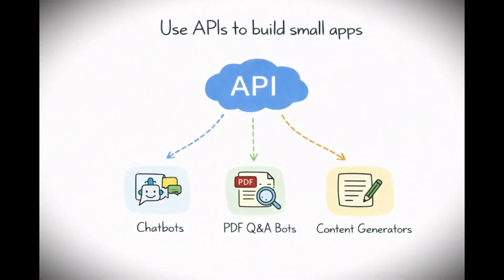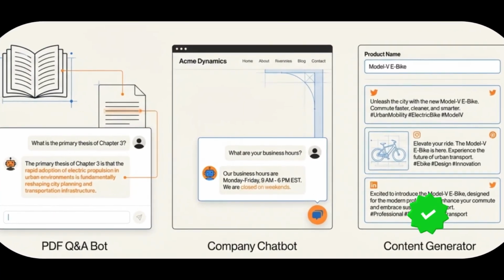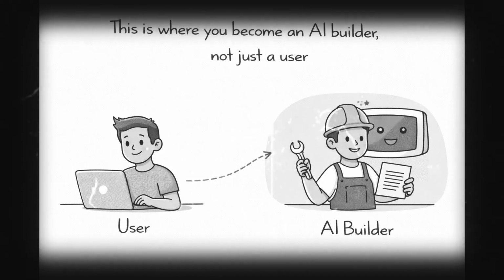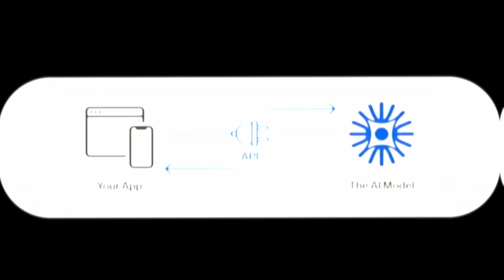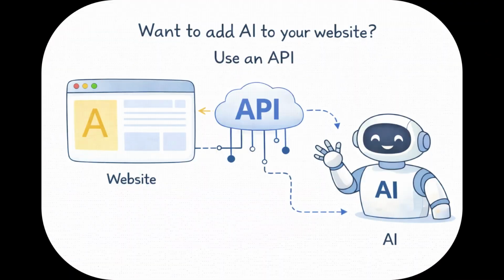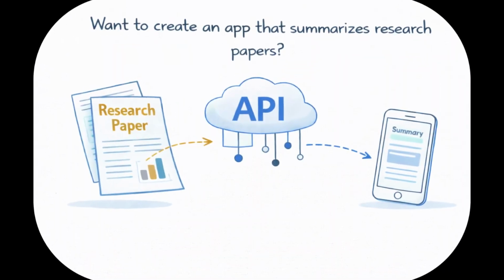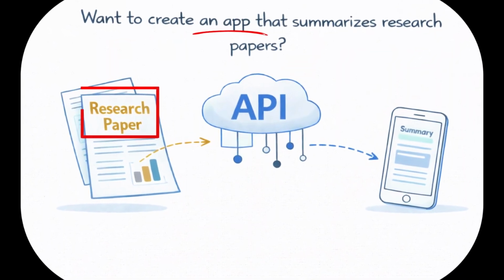Use APIs to build small apps, chatbots, PDF Q&A bots, content generators, etc. This is where you become an AI builder, not just a user. APIs, application programming interfaces, let you plug AI capabilities into your own applications. Want to add AI to your website? Use an API. Want to build a chatbot for your business? API. Want to create an app that summarizes research papers?